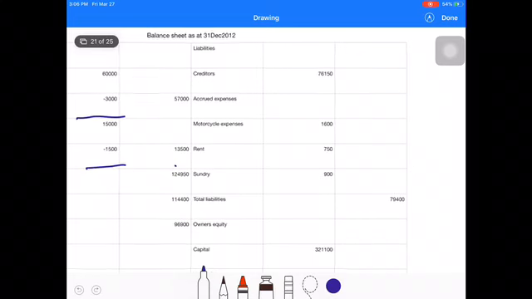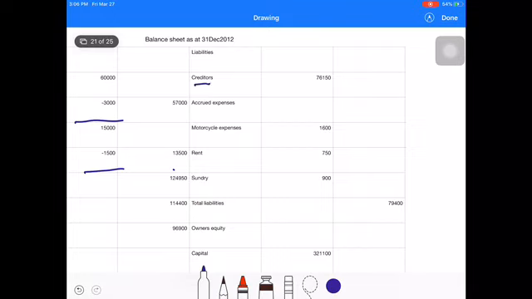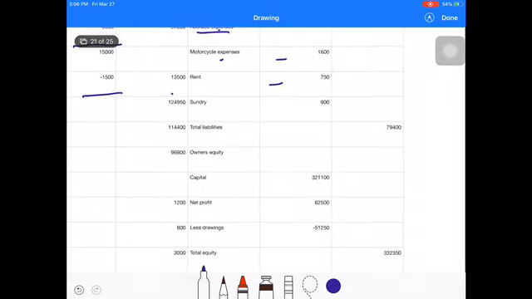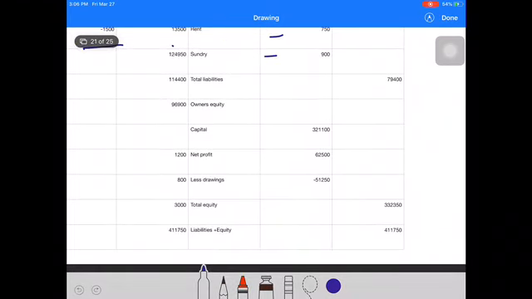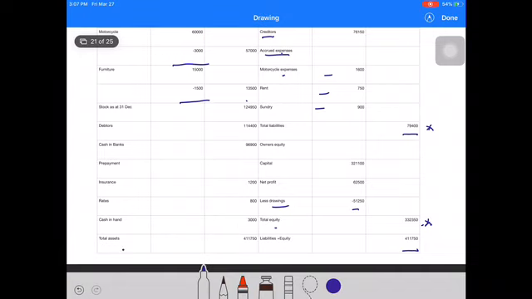And this side you can see all liabilities listed down. In liabilities, creditors, accrued expenses for rent and motorcycle and sundry. Then total liabilities added up like this. Then owner's equity, drawings are deducted, and total equity is here. When you add up liabilities and equity, you get the same amount. That gives us total assets is equal to total liabilities plus equity.